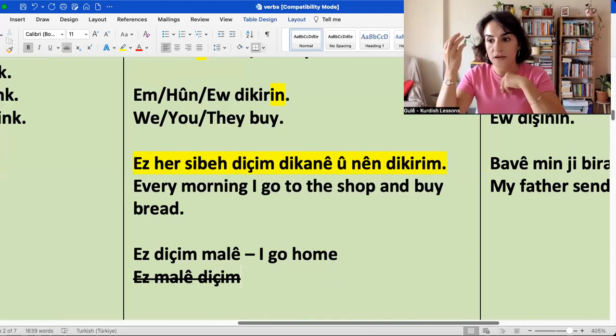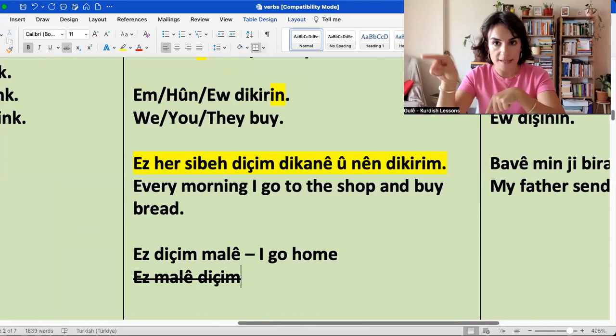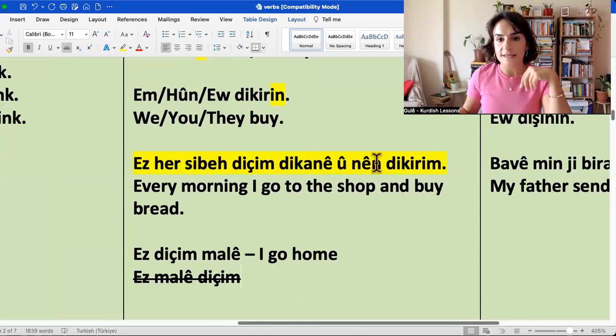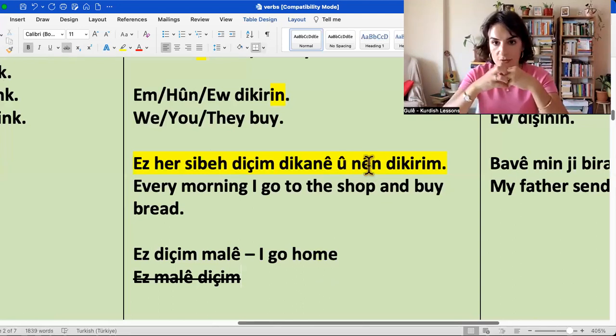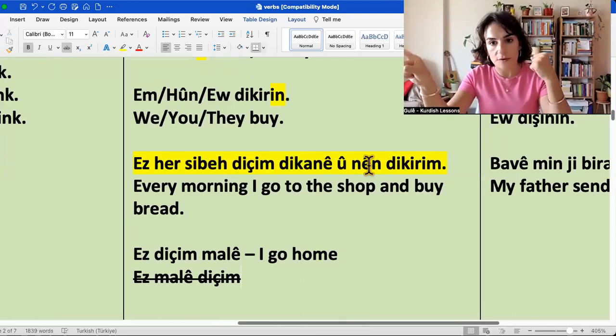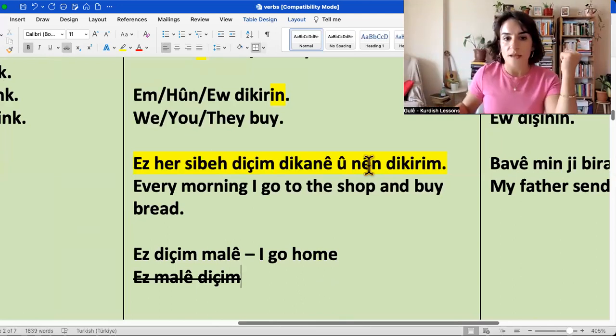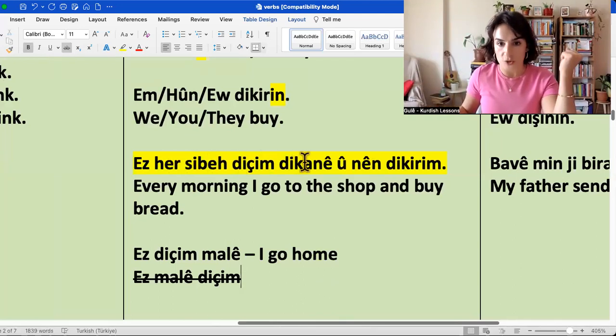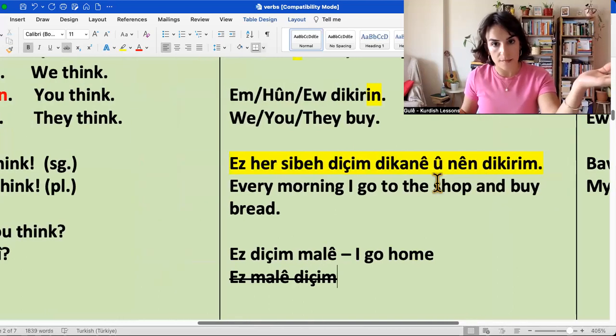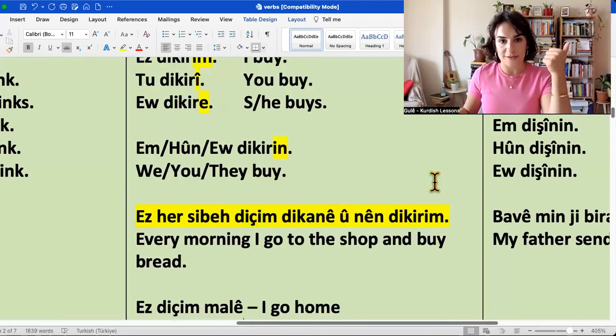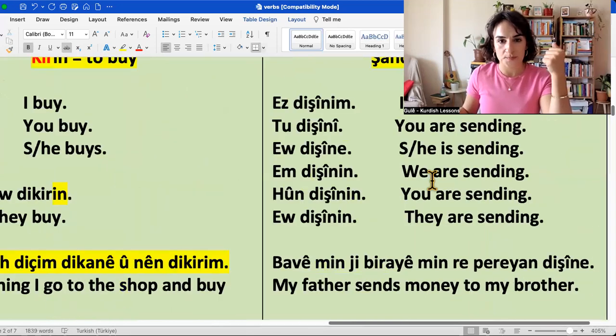Other kinds of objects are always before. As you see in the second part, name the crib by bread. So here bread is the direct object, what I buy, and it's before the verb. Okay? As her sabah dichum dekane, and name the crib. I hope you understood the usage.